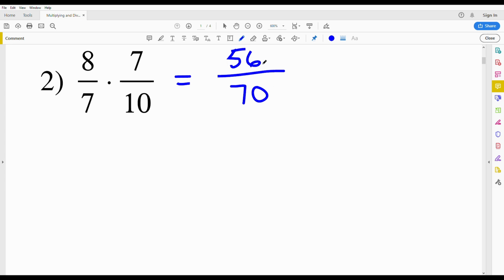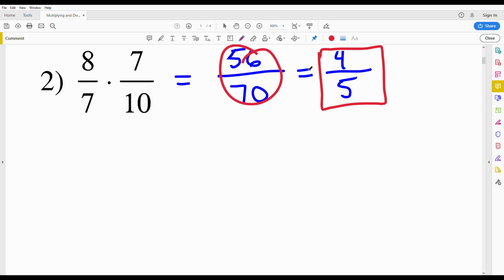Now we just have to find the greatest common factor of both 70 and 56. Both of those are divisible by 14. 14 times 5 gives me 70, so 70 divided by 14 equals 5, and 56 divided by 14, 14 goes into 56 4 times. So I have 4/5 as my solution in number 2. But if you ask me, I think it was kind of hard to figure out the greatest common factor between 56 and 70. 14, I don't see that right away, so it took a little bit of work in my head. And it may take some scratch paper work for some of you.